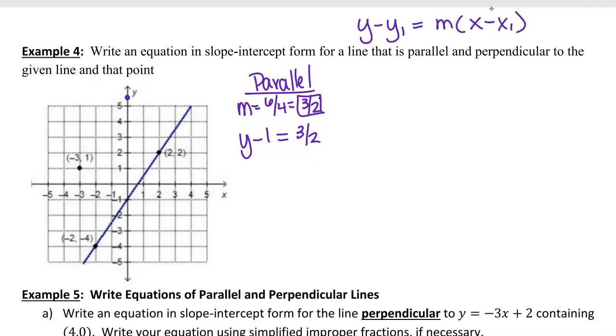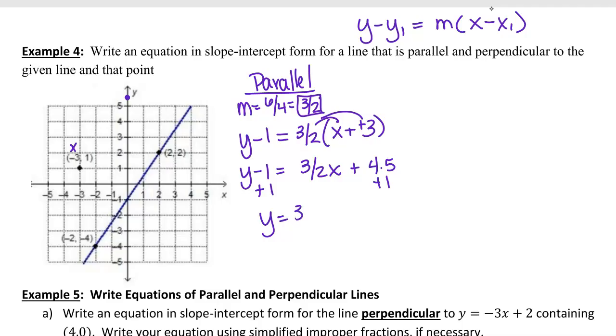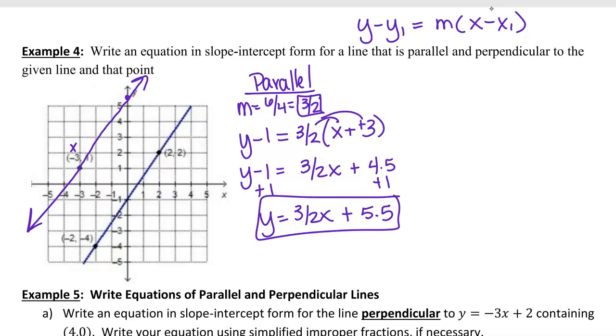And then we have m, which is the slope, parenthesis x minus, and then our x1, which is this coordinate -3. So double negative changes to a positive, and then we distribute. So 3 times 3 is 9, 9/2, and that you can change if you want to 4.5 if that's easier for you. And then we're going to add 1. So final answer, 3/2 x plus 5.5. And if you wanted to keep that as a fraction, you could do that for 11/2. And you can see that there would be our parallel line if you went up 3 over 2.